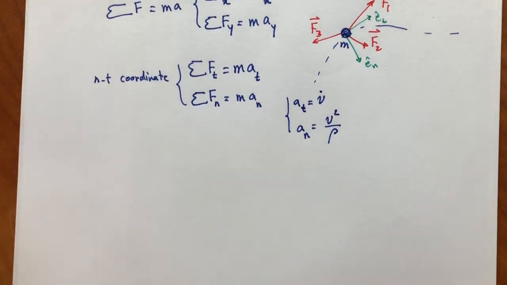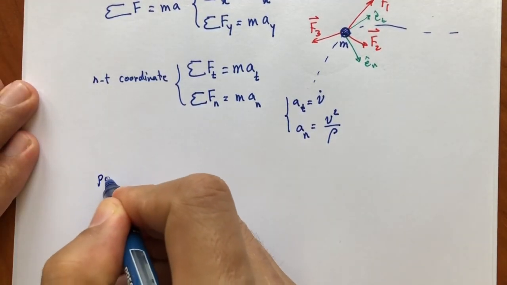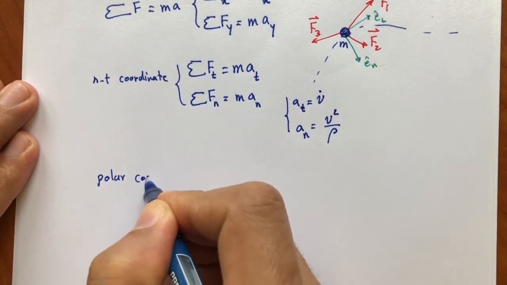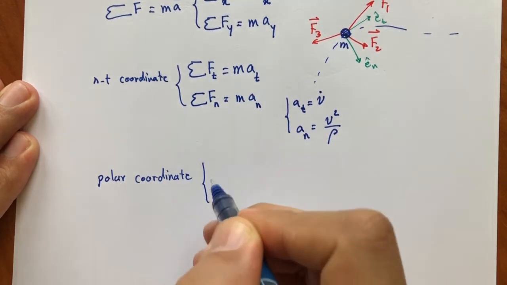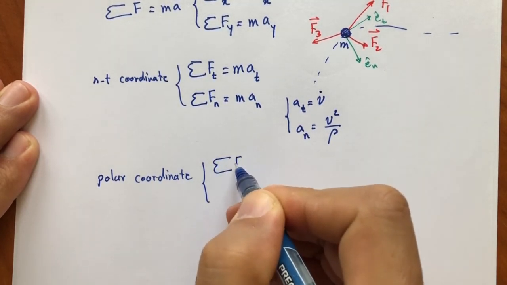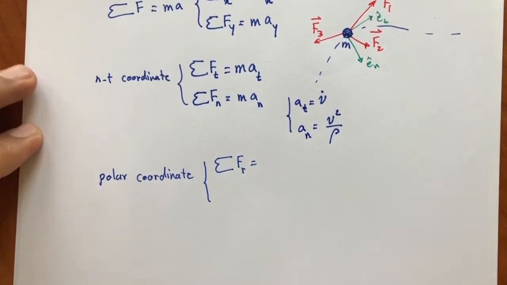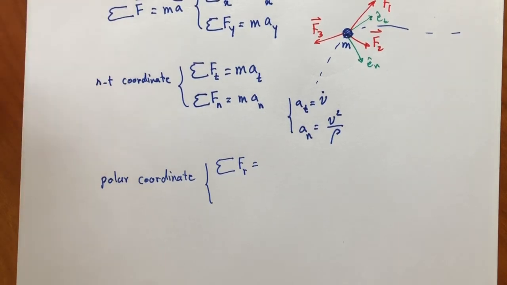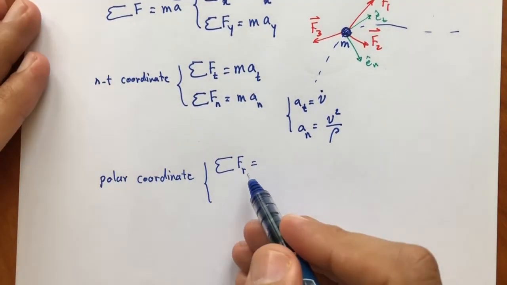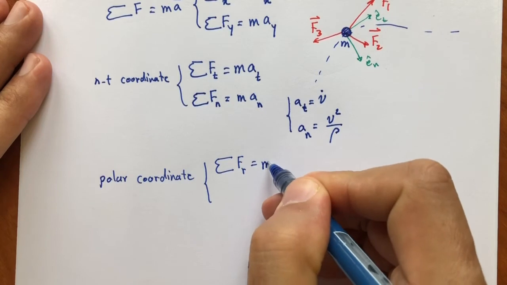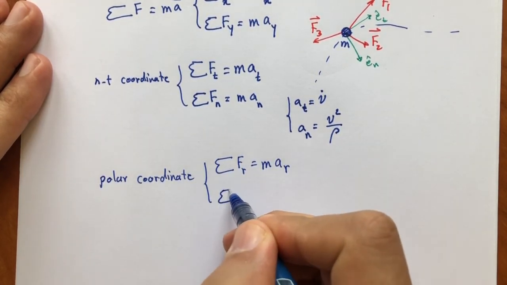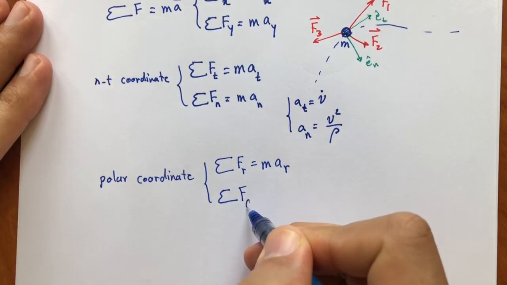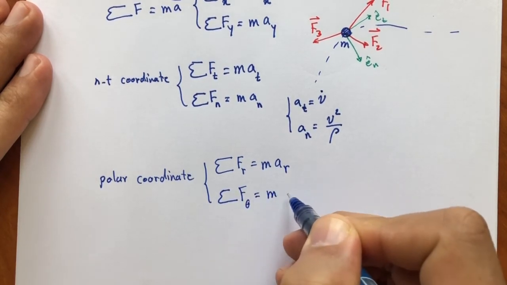Or if you like, you can use polar coordinates. In polar coordinates, you can add all the forces in the radial direction, or in other words, find the components of all the forces in the radial direction and add them together. It's going to be mass times acceleration in the radial direction. And in the same way, the sum of the forces in the theta direction is going to be mass times acceleration in the theta direction.